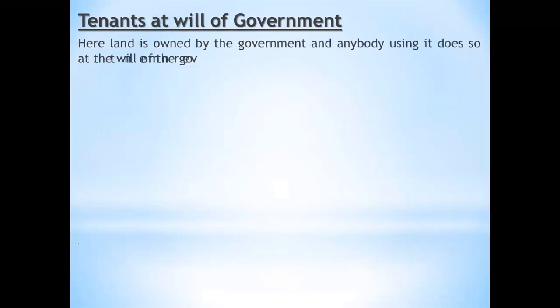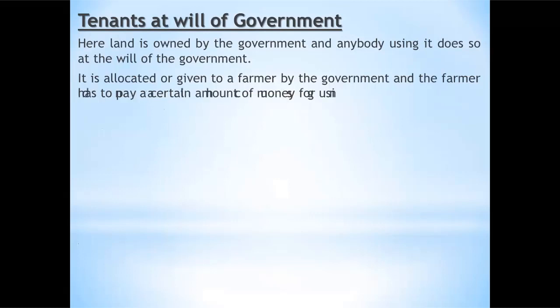Tenant at will of government. Here land is owned by the government and anybody using it does so at the will of the government. It is allocated or given to a farmer by government, and the farmer has to pay a certain amount of money for using such land, usually for a stipulated period of time.